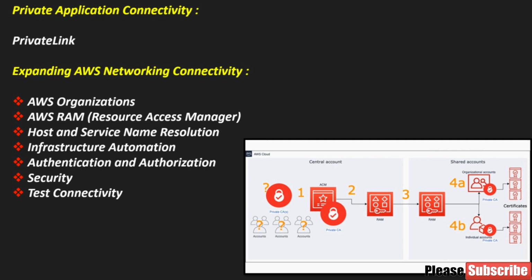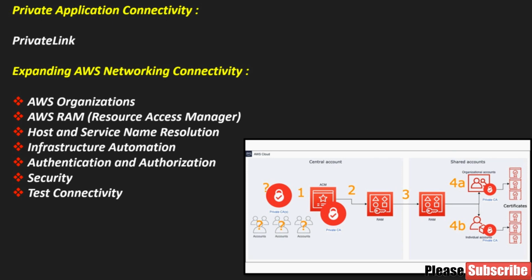So expanding AWS networking connectivity, we need to discuss, starting from AWS Organizations. AWS Organizations simplifies the management of multiple AWS accounts by creating organizational units that streamline the billing process, access control, and resource sharing across accounts.